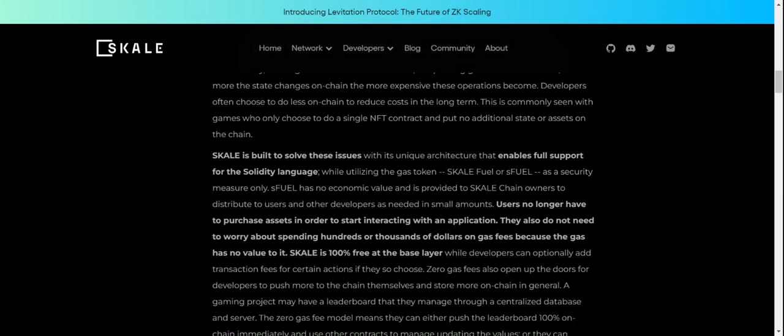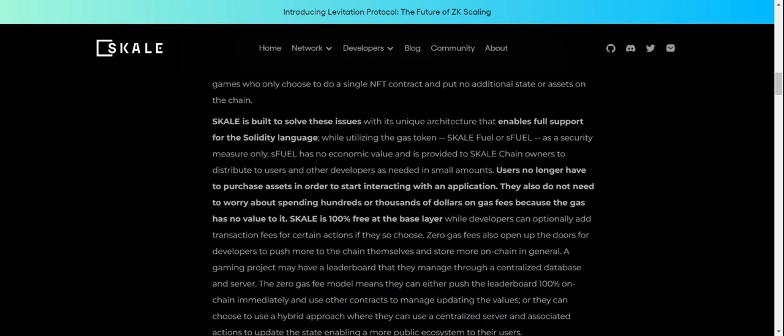SKALE come build to solve dis gas fee problem with im unique architecture wey dey enable full support for the solidity language. As you dey utilize gas token, SKALE fuel wey be S fuel, e dey as security measure only. S fuel no get any economic value and e dey provided to different SKALE chain owners to distribute to their users and other developers as dem need am small small to dey do transaction.